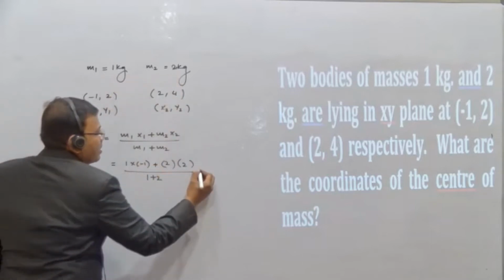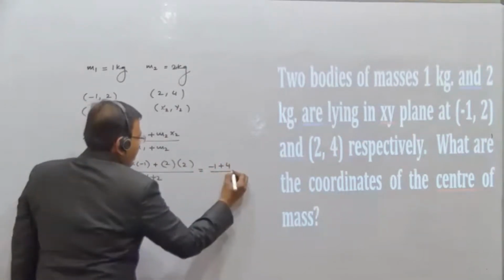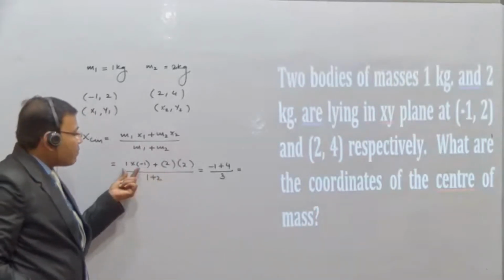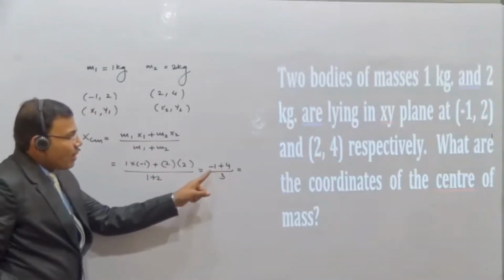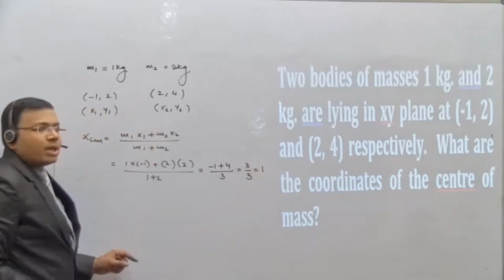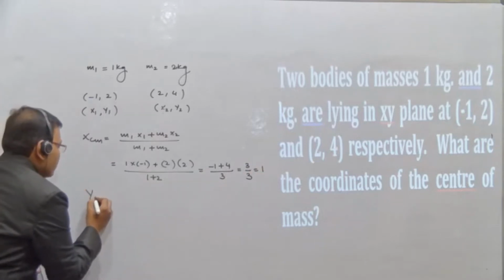So what we are getting here is -1 plus 4 by 3. Therefore we can write this as -1 plus 4 by 3. So 4 minus 1 is 3 by 3. So the answer is 1. We are getting the answer as 1 for the x coordinate. Now let us move to the y coordinate.